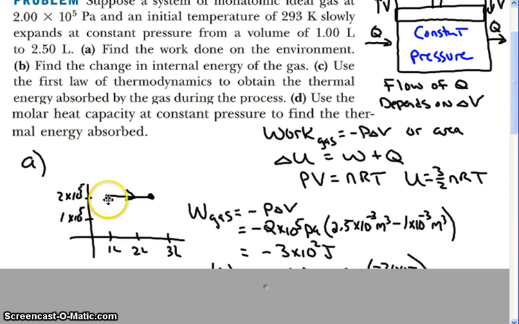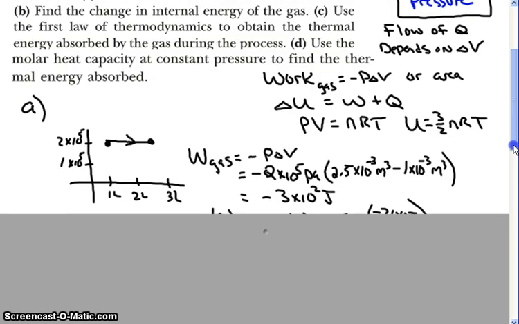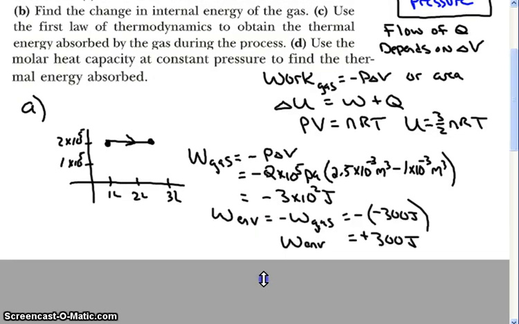So we can start out by sketching a PV diagram. That would always help. And here we could see that the pressure would remain constant as we expand from 1 liter to 2.5 liters. Now remember, when we're working with pascals, we're going to want to work with units of cubic meters. So we'd have to change our volumes here from 1 liter to 1 times 10 to the minus third cubic meters, and 2.5 liters to 2.5 times 10 to the minus third cubic meters. So if we calculate from the area underneath this graph, or from our formula, we'd find negative 300 joules of work done on the gas, which means that on the environment there would be positive 300 joules of work done. Okay, so we're extracting work from the gas.